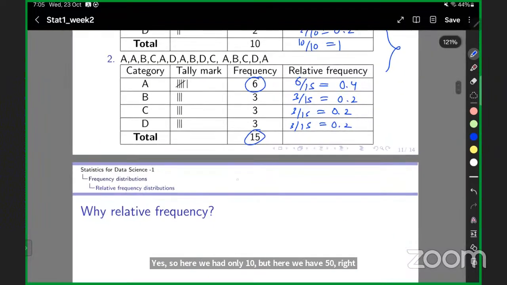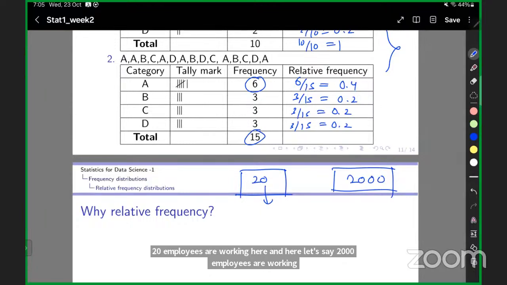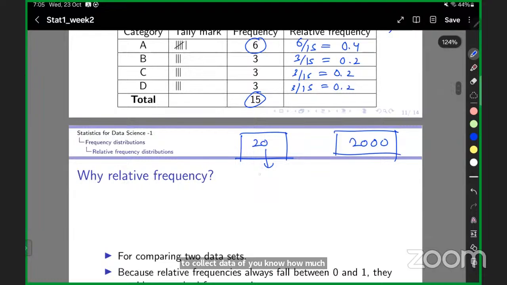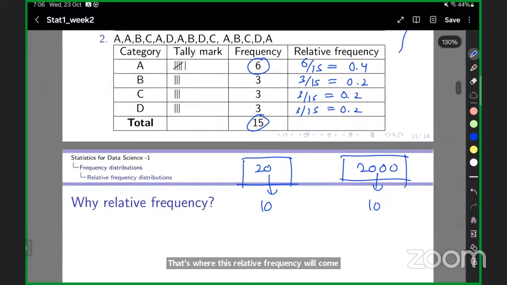Let's say you have two companies, where 20 employees are working here, and here 2,000 employees are working. You collect data of how much they are paying their employees. Here you collected 10, here also you collected 10, right? But here there are 2,000 people. So how will you compare them? That's where relative frequency will come and help you, so that you can compare them both.